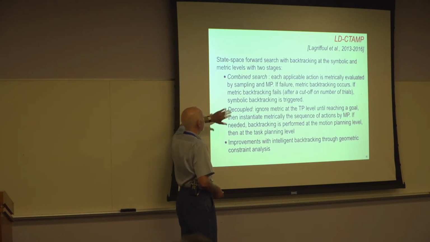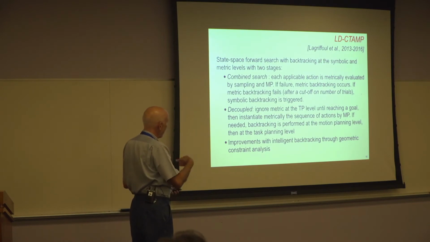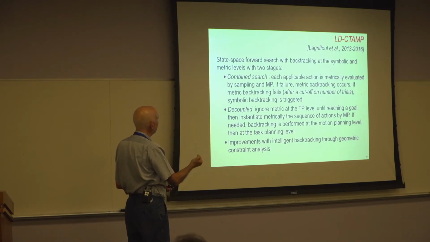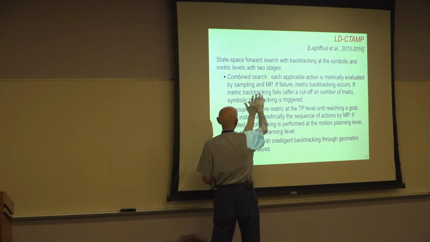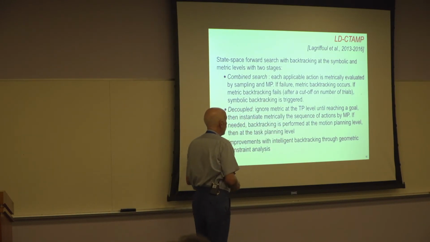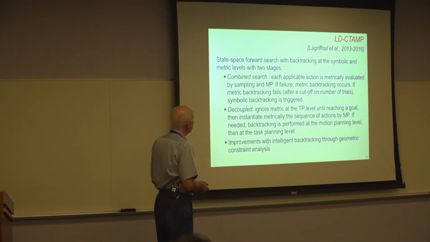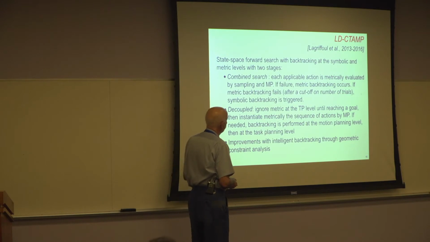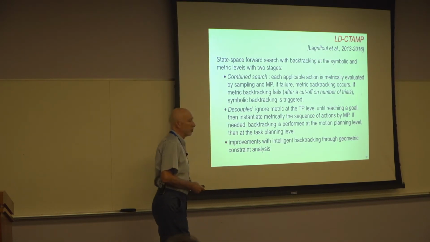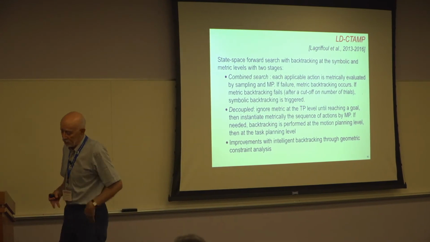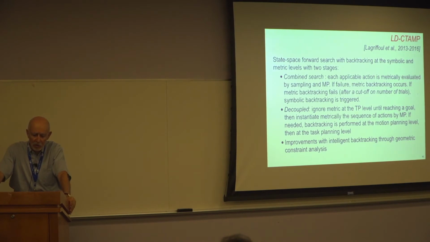In the combined search, each applicable action at the symbolic stage is metrically evaluated by sampling and motion planning. If your sampling fails, and after a cutoff, because you are only probabilistically complete, if there is a failure, backtracking occurs. If metric backtracking fails, then symbolic backtracking is triggered. So this is the combined. Combined, you do your search over the 2 levels with backtracking at the 2 levels.